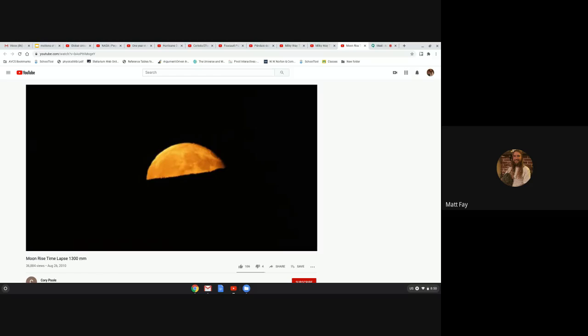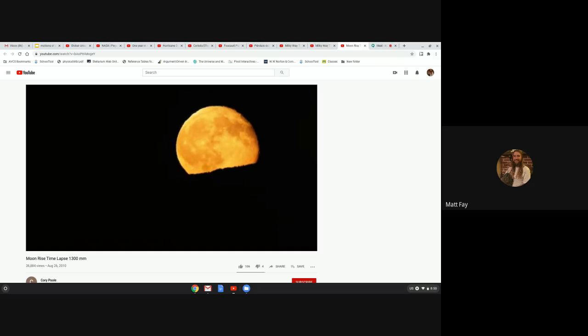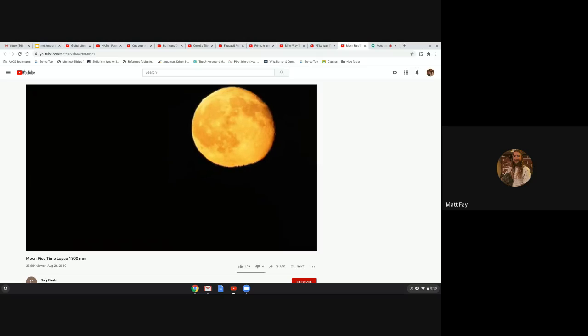Okay. And imagine, again, this is kind of odd because it looks like the moon is rising, but really it's the Earth that's rotating and making it look like the moon is rising.